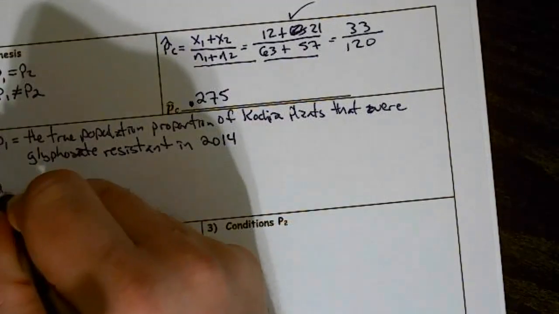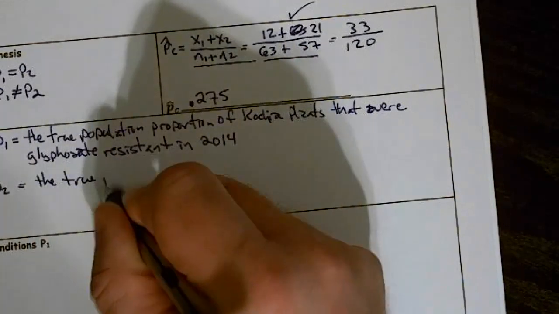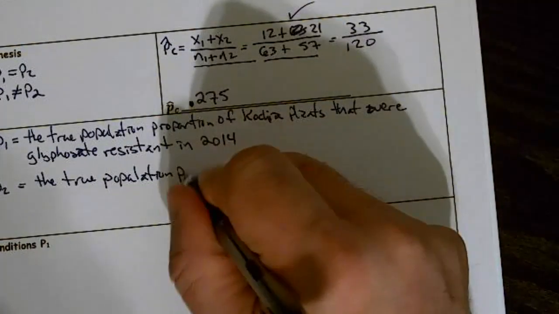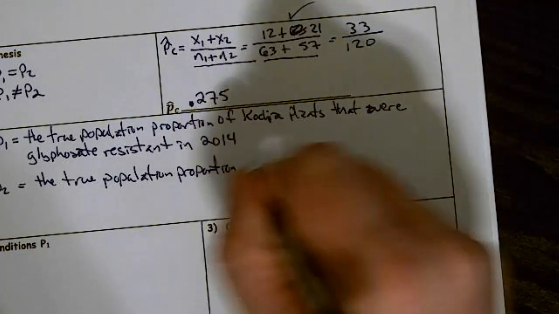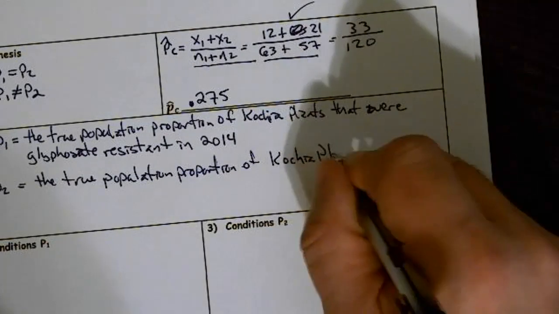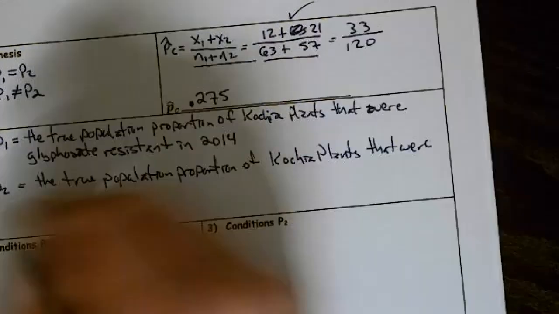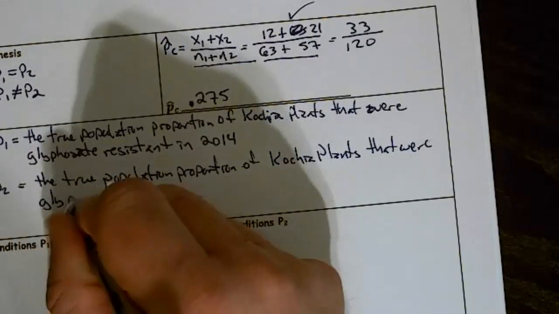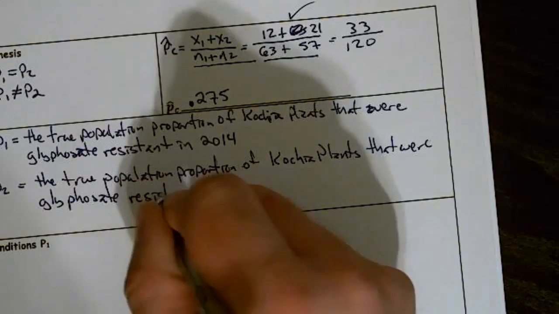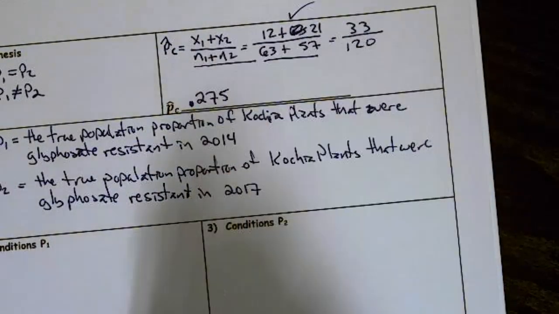Let P2 equal the true population proportion of Kochia plants that were glyphosate resistant in 2017.